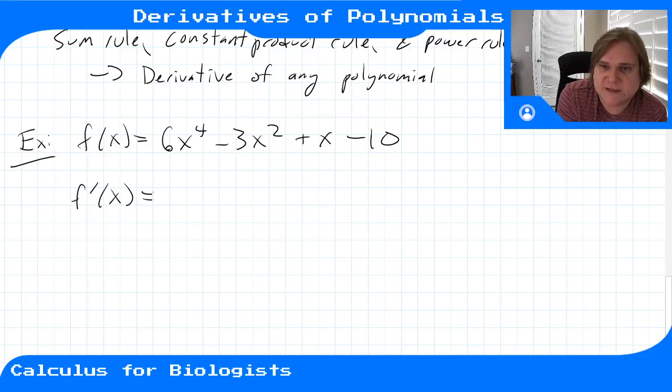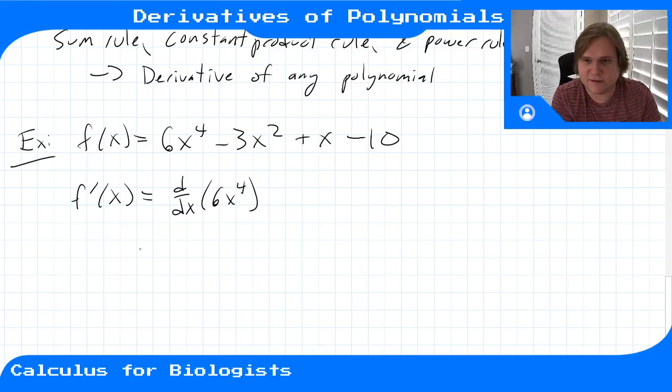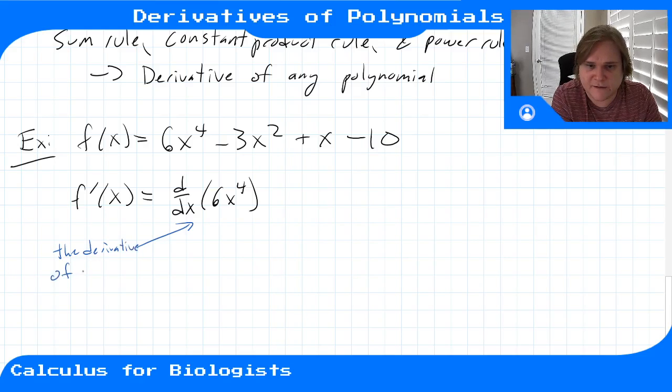So f prime of x is equal to the sum of these polynomial terms. By the sum rule, we can take the derivatives of each of these things separately. When I say d/dx of something, this means the derivative of 6x to the fourth. The derivative of whatever I put inside of this d/dx.